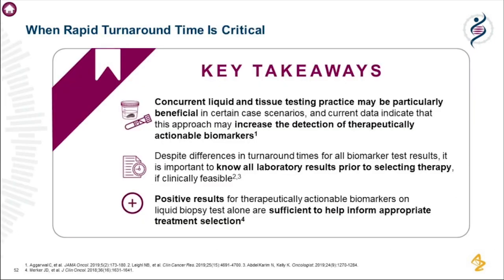So our key takeaways are that when rapid turnaround time is critical, concurrent liquid and tissue testing practices may be particularly beneficial in certain case scenarios, and current data indicate that this approach may increase the detection of therapeutically actionable biomarkers. Despite differences in turnaround times for all biomarker test results, it's important to know all laboratory results prior to selecting therapy, if clinically feasible. And then positive results for therapeutically actionable biomarkers on liquid biopsy tests alone are sufficient to help inform appropriate treatment selections.